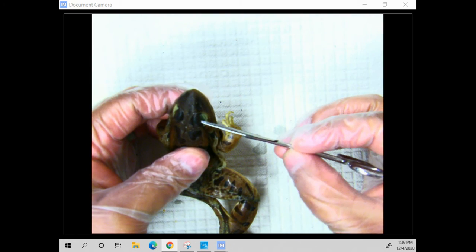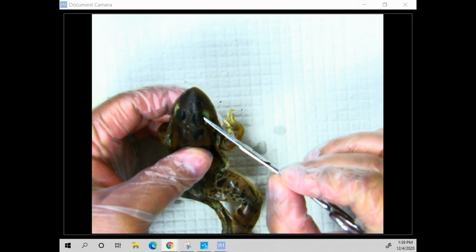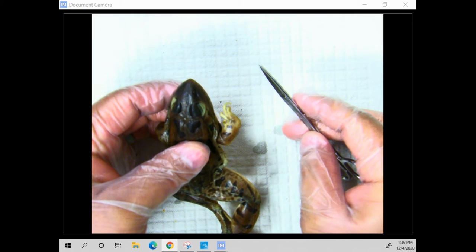The eyes, since they are sensing things that are being seen by the frog, are part of which system?